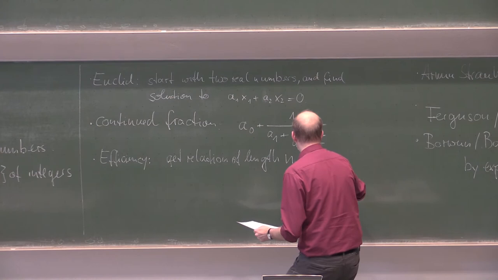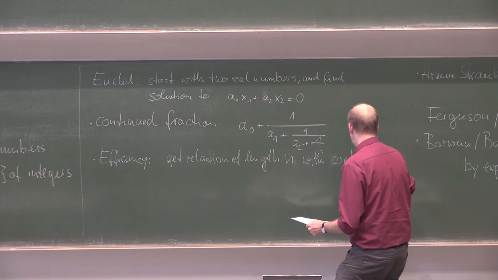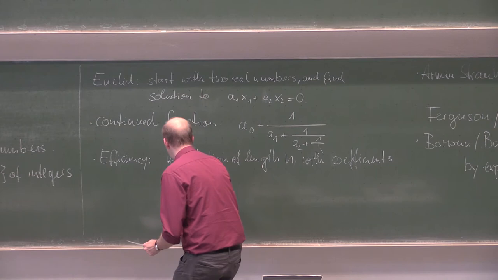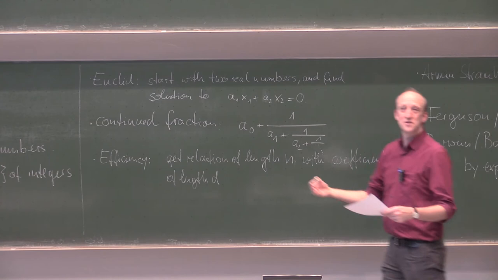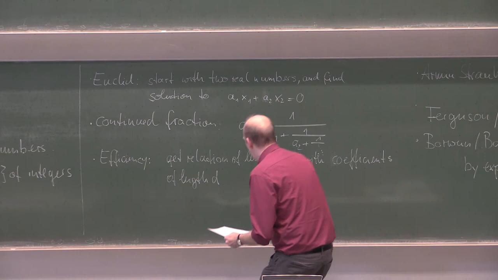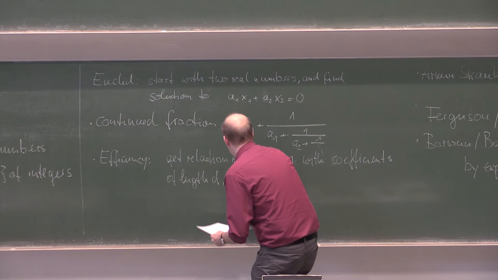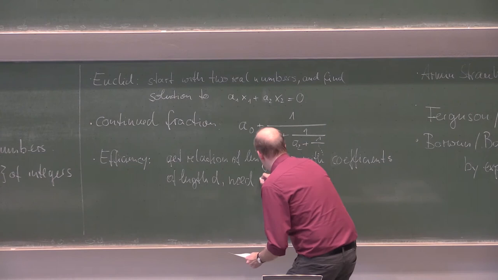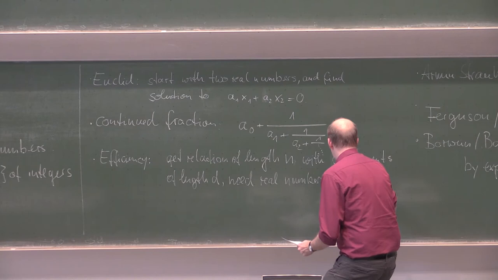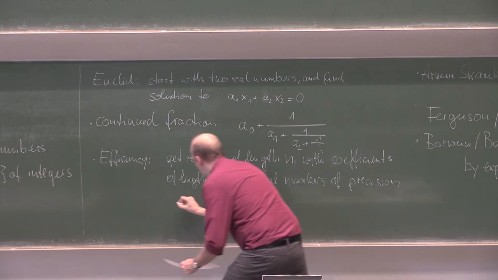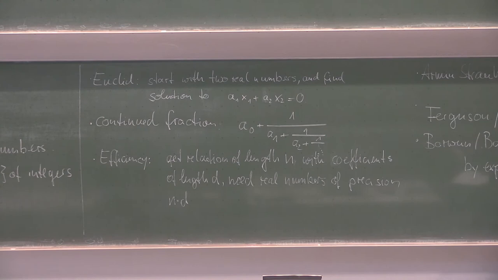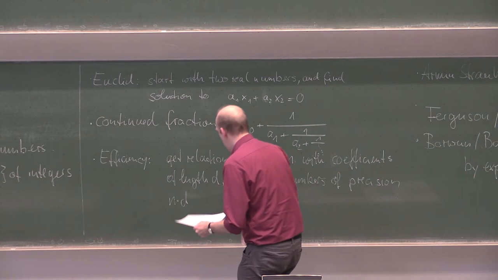with coefficients of length d, that is integers of the order of 10 to the d, you will need real numbers of precision n times d. That's the number of digits you better have for your input numbers, and accordingly for the floating point operations.